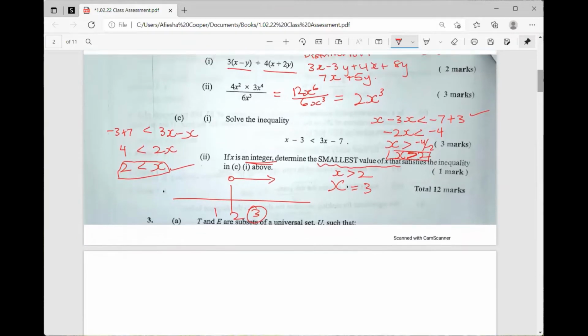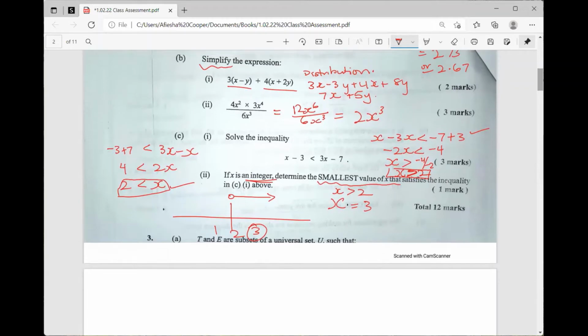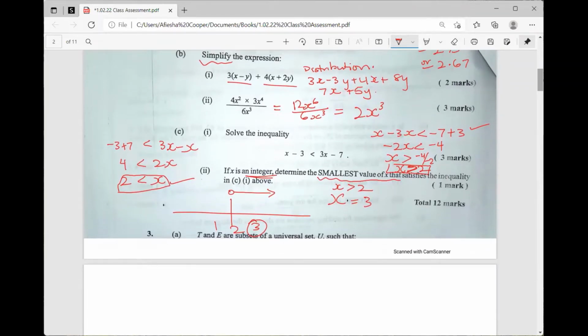Yes, if you just put 3 and you didn't put x equal to 3, no, that should be fine as 1 mark. Value of x that satisfies. Yeah. X is equal to 3 would be nice, so you could put your x is equal to 3.